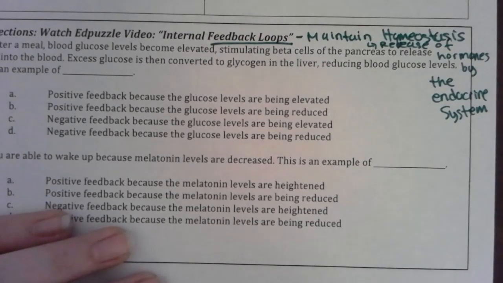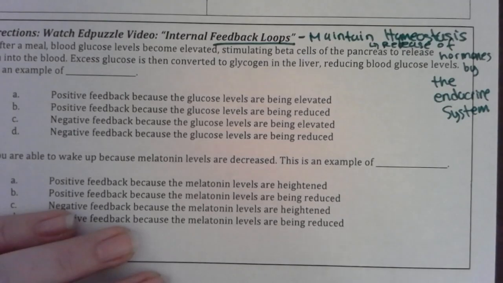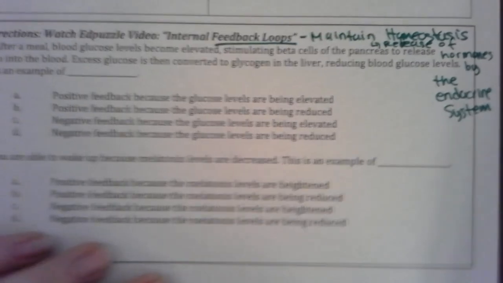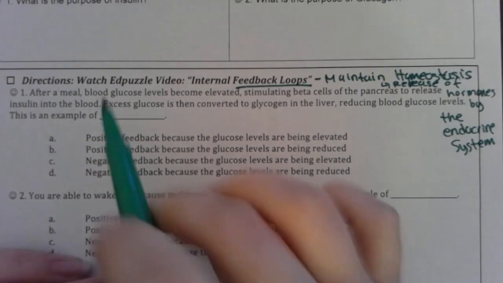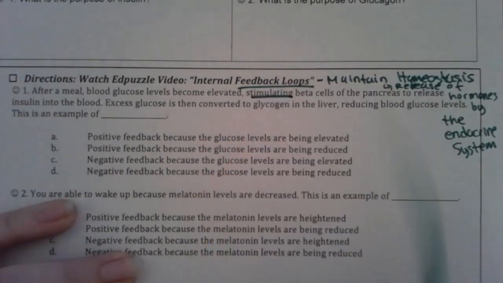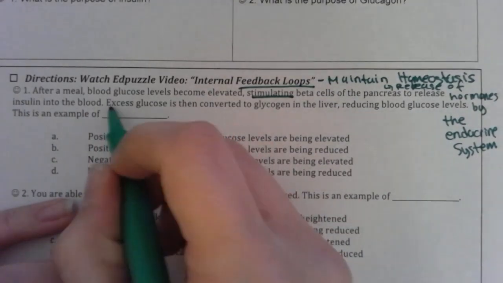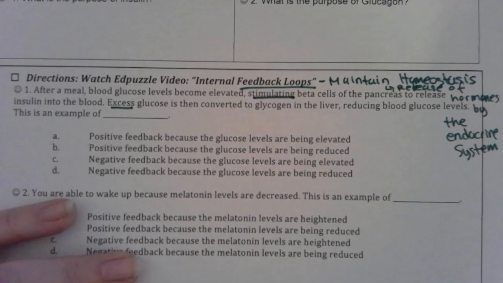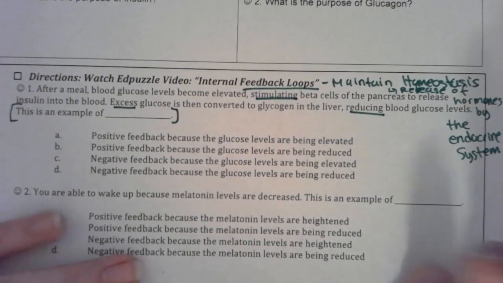So we're going to go through a multiple choice question and figure out, is this a positive feedback loop or a negative feedback loop happening? Okay, so after a meal, blood glucose levels become elevated, stimulating beta cells of the pancreas to release insulin into the blood. Excess glucose is then converted to glycogen in the liver, reducing blood sugar levels. This is an example of.